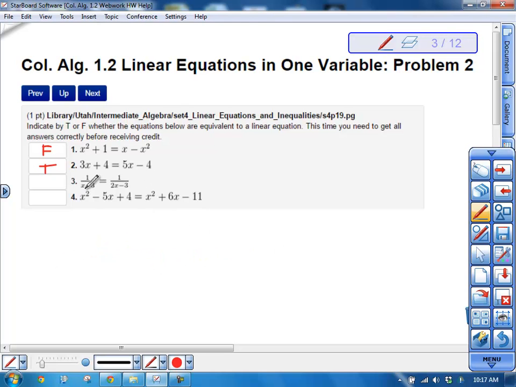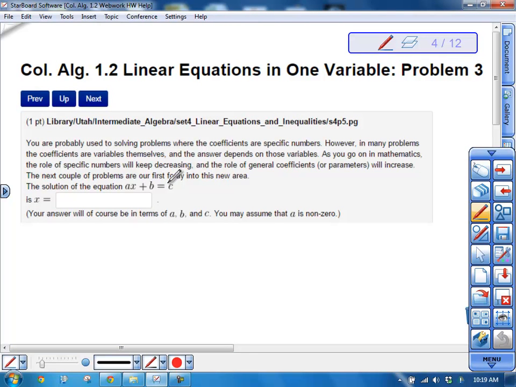All right, 3 is a little more obscure. Let's clear fractions. Let's multiply through by the least common denominator, which in this case, well, actually we can just cross multiply in this case. So we get 2x minus 3 equals x plus 3, and that's a linear equation. Okay, the next one is also a linear equation, because if I subtract x squared from both sides, then the x squareds cancel and I'm left with negative 5x plus 4, so I have x to the first, which is a linear equation.